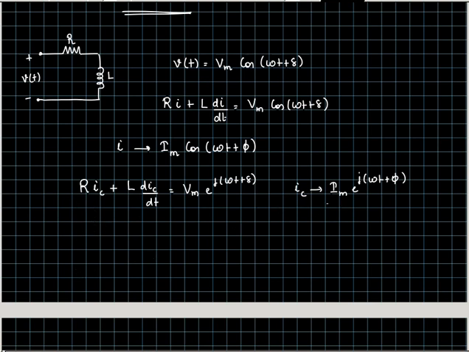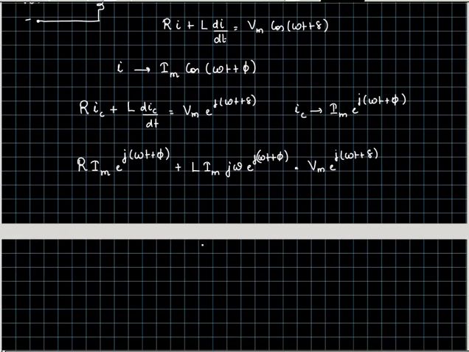If I substitute for Ic in terms of this complex exponential, then I get the equation R into Im e raised to j(omega t plus phi) plus L into the derivative of this complex exponential, and the derivative of an exponential signal is another exponential signal. So if you take the derivative of this, you will get L into Im into j omega times e raised to j(omega t plus phi), and this would be equal to Vm e raised to j(omega t plus delta).